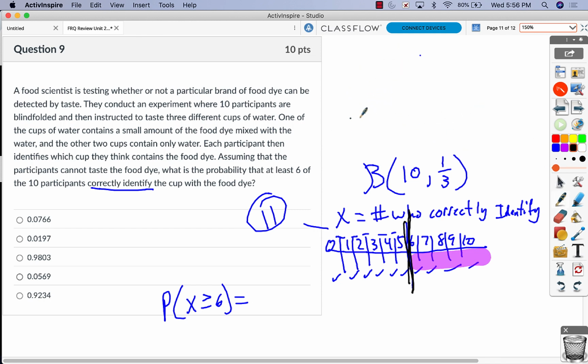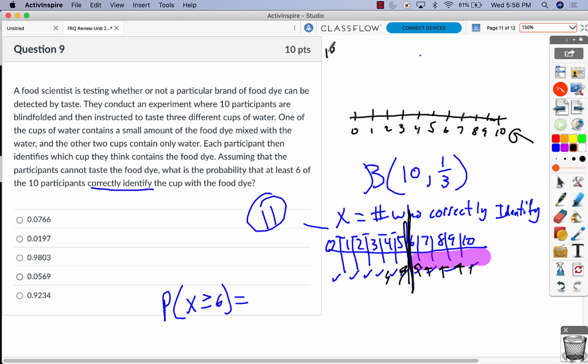You expect 1/3 of them. 1/3 of 10 would be around 3. So this would be like 0, 1, 2, 3, 4, 5, 6, 7. And every probability that you put here is a bar up here on this graph. So we expect 10 out of 3 because there's a 10/3 chance. So that's like 3 and 1/3.